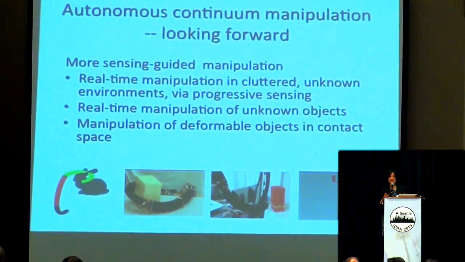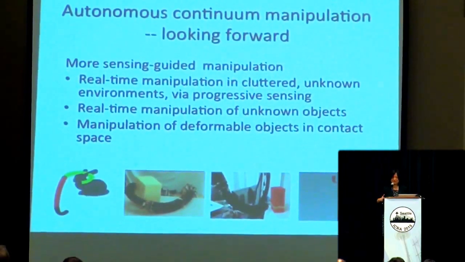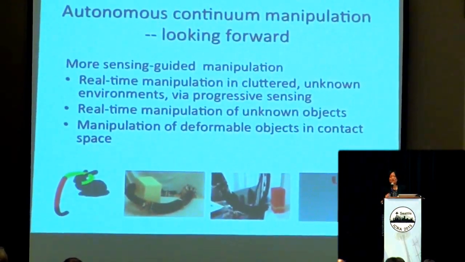What if the target object's size, everything, is not known? We have to detect it on the fly, or do inspection with more task constraints, and manipulation of deformable objects in contact space. So the manipulator now is not circular anymore because of the deformation, and that requires shape sensing.